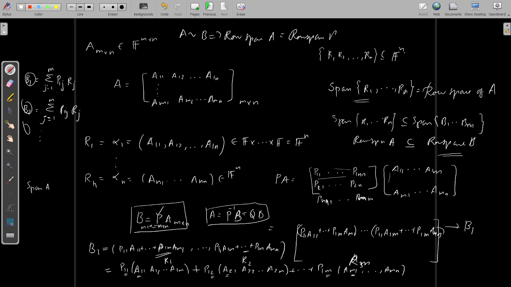These are the importance of the row spaces of two equivalent matrices. Whenever two matrices A and B are equivalent, the corresponding row spaces will be equal. This is the next theorem.